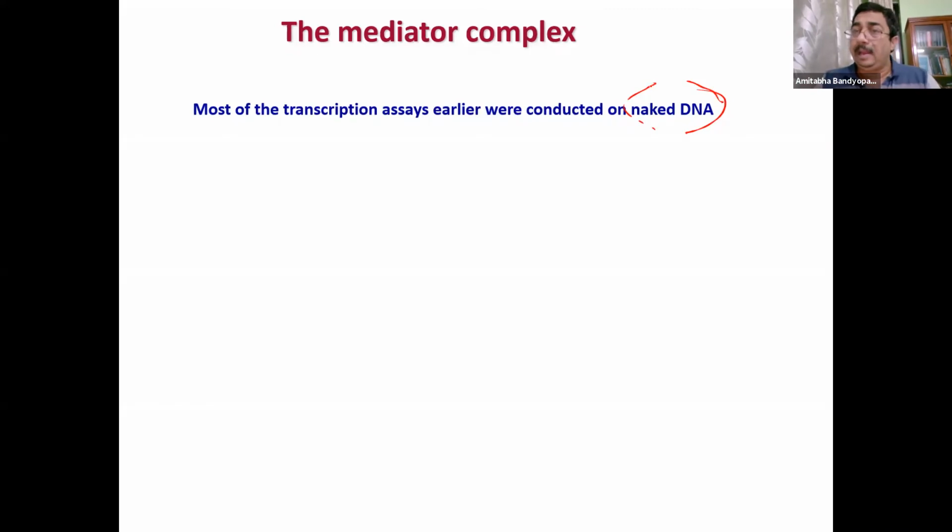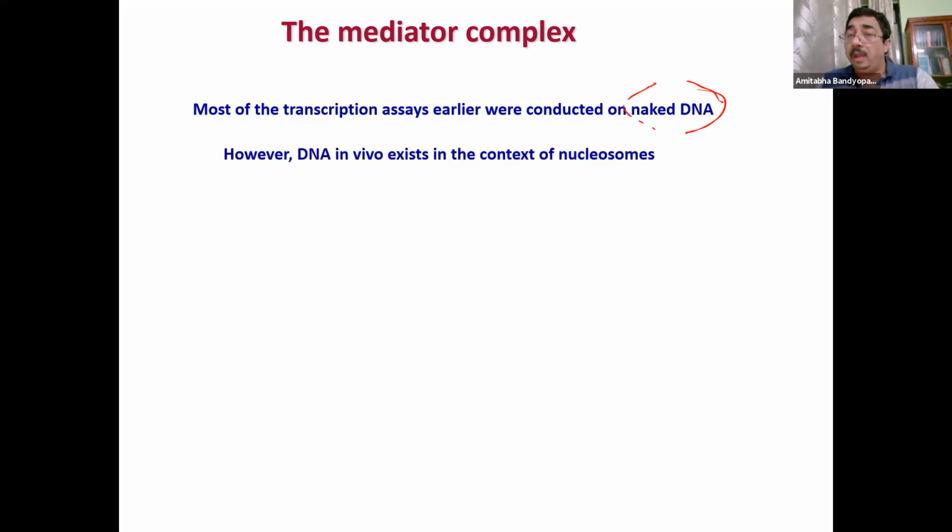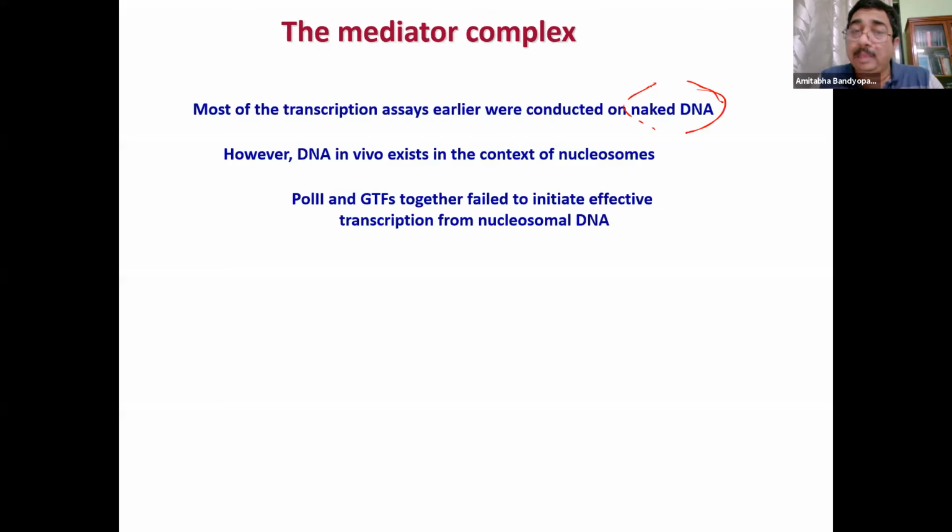The DNA in the cell, whether it is prokaryotes or eukaryotes, you know particularly well about eukaryotes, is wrapped around a nucleosome. So DNA inside the cell is never pure, naked DNA. DNA inside the cell is in the context of nucleosome. So these in vitro assays therefore were a slightly artifactual system. The moment naked DNA was replaced by DNA that is wrapped around nucleosome, then pol2 and GTFs could not initiate transcription.